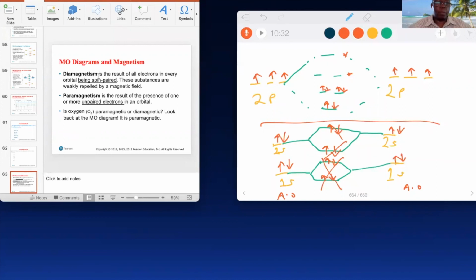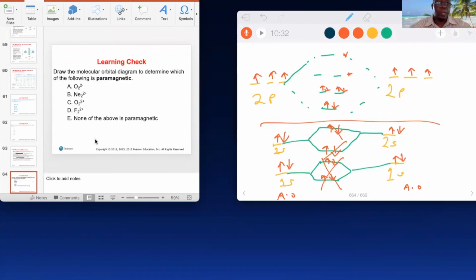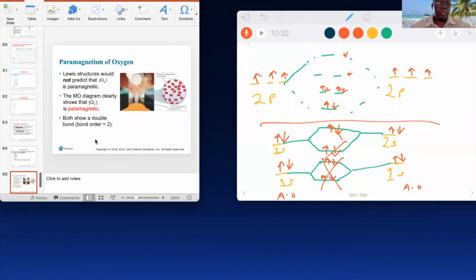Diamagnetic means it cannot be attracted towards the magnetic field. They are weakly repelled by the magnetic field. But paramagnetic, they are magnetic, put it that way, because of unpaired what? Unpaired electrons. That's all I want you to know. You can try that on your own and see how you get.